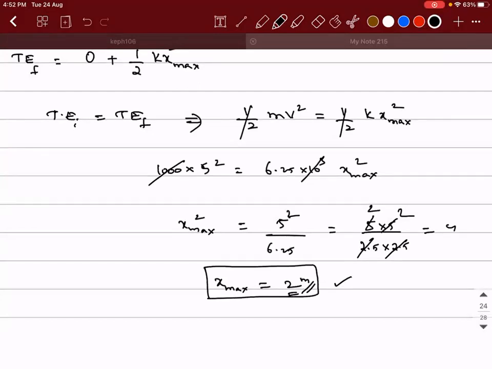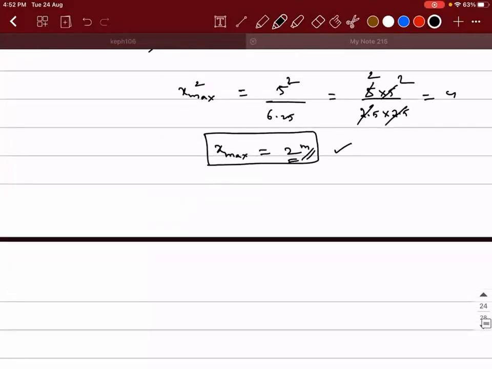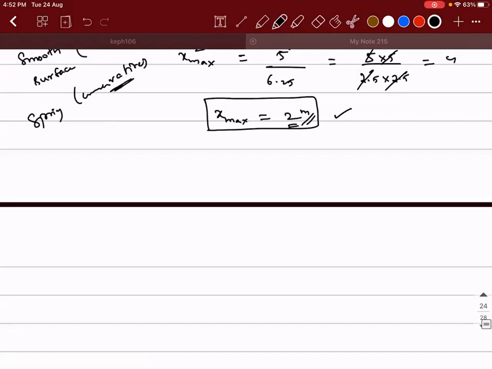So the maximum compression that can take place is 2 meters. The reason why I applied energy conservation here is because they use the words smooth surface. So the smooth surface is conservative and the spring itself is conservative. Whereas if I try to solve the same problem using the work energy theorem, observe the approach.